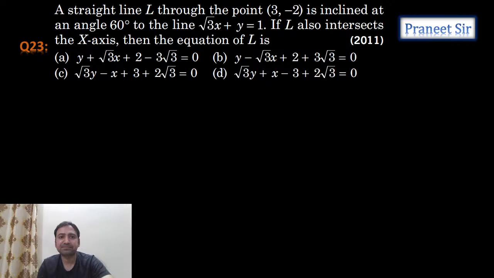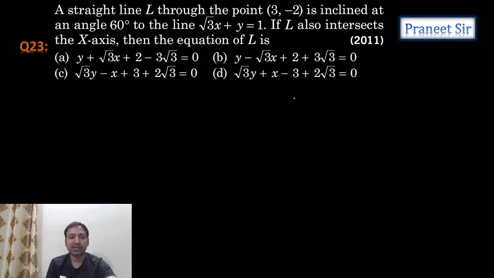Yeah, next question. This is a 2011 question. A straight line L through the point 3 comma minus 2 is inclined at an angle 60 degrees to this line. If L also intersects the x-axis, then the equation of L is.